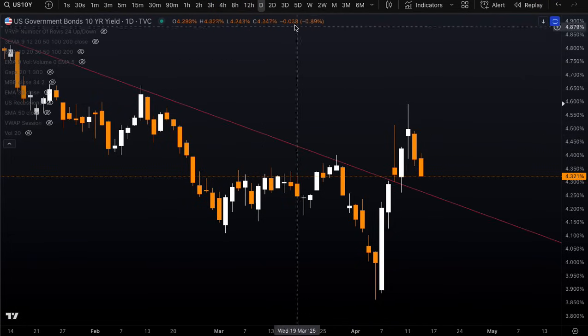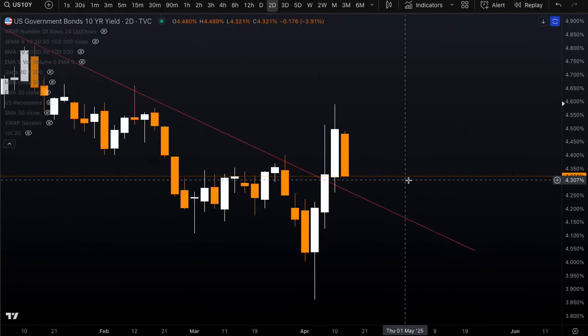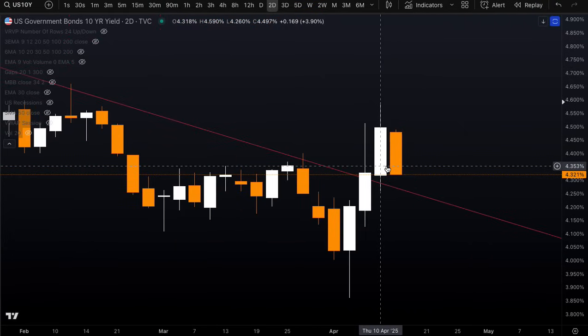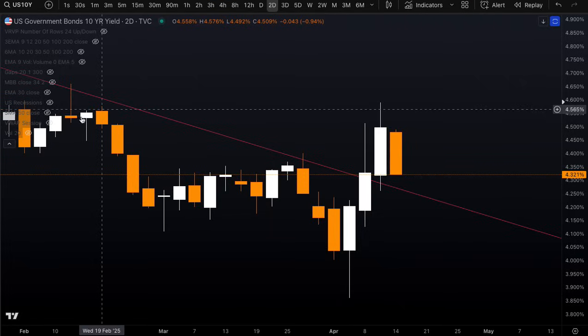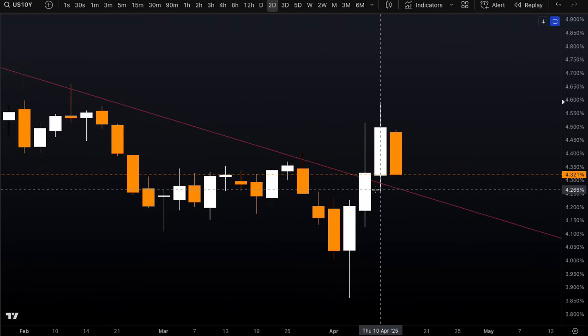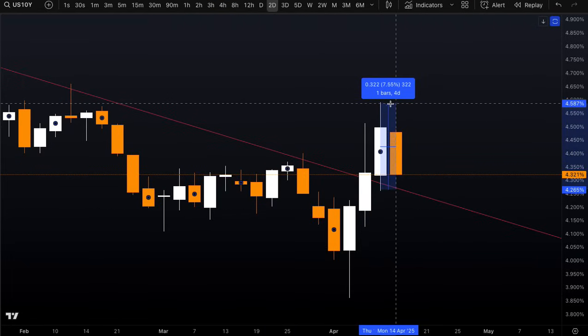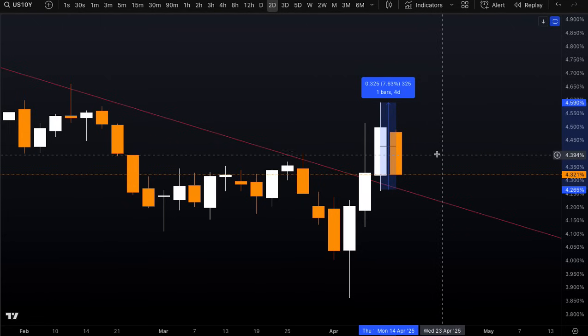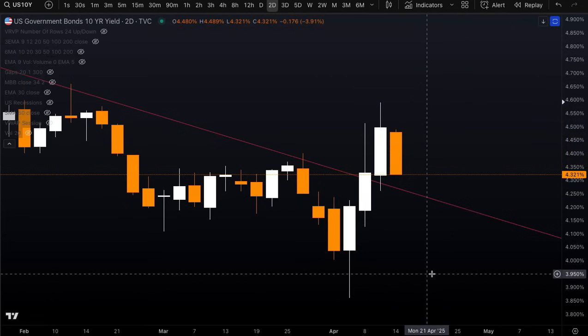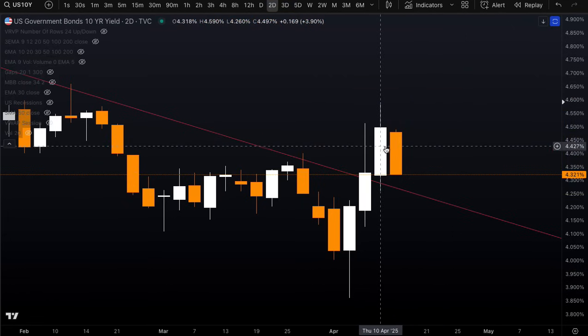So on Thursday, we'll do the two day. This candle here is Thursday and Friday. And we can see that it moved higher by 17 basis points, which is significant. And intraday, counting the wick, counting the low to the high in those 2 days, is a 32 basis point range. So that is certainly notable as you're seeing this sharp sell-off in the dollar.